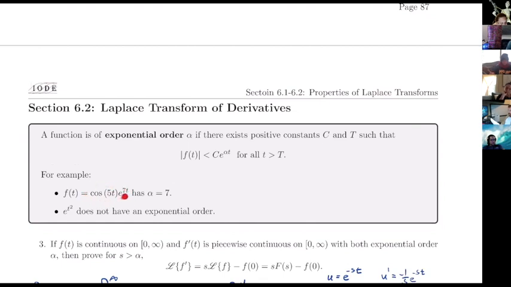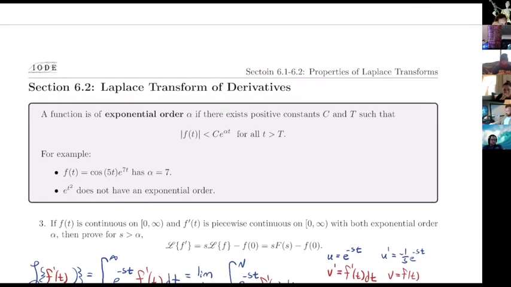If I were taking a look at this function, we would say it has exponential order 7 because for large values of t, it's going to basically behave like e to the 7t. That cosine part isn't really going to be all that significant. And something like this, not all functions have exponential order, because this function over here grows faster than any function of this form over here. So basically, it's a way of saying that this function is going to be less than an exponential function with power alpha. That's what it means to be of exponential order alpha.